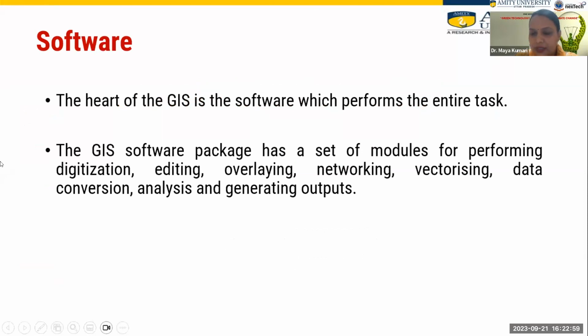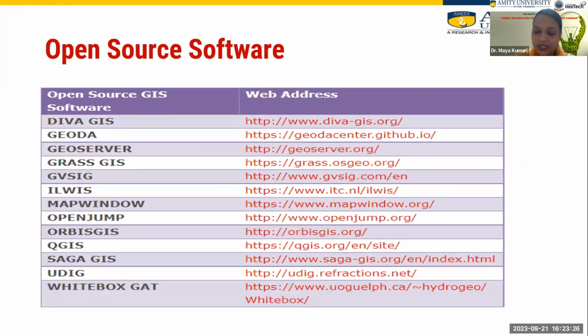If we talk about what GIS software is, it is basically a set of modules used for performing different activities, for example digitization, editing, overlaying of data, networking, vectorizing, or conversion of one data form to another. Finally, the aim of all GIS software is to produce or generate an output. There are several types of software available, but on a primary basis there can be two types on the basis of their availability. One is open source software. It means they are freely available, and you can see in the slide a few listed open source software which can be downloaded from their respective websites.